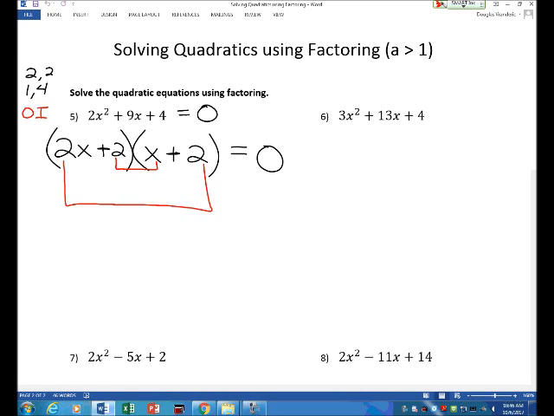So the question is, am I getting 9x? Well, what is 2x times 2? 4x. What is 2 times x? What happens when you add those together? Is that 9x? No. So have we factored correctly? No, we haven't. So we begin again.